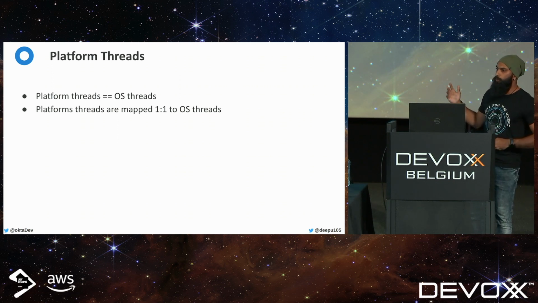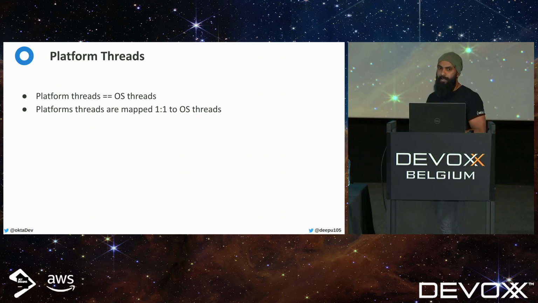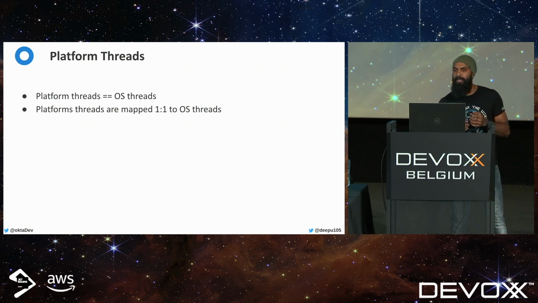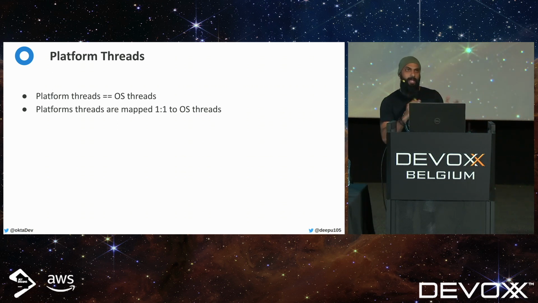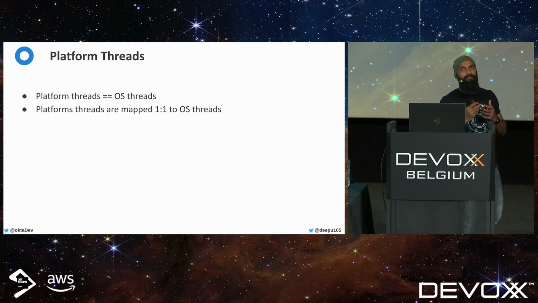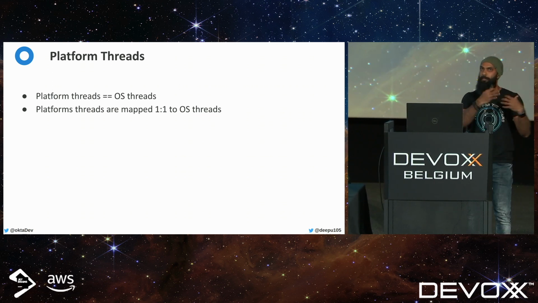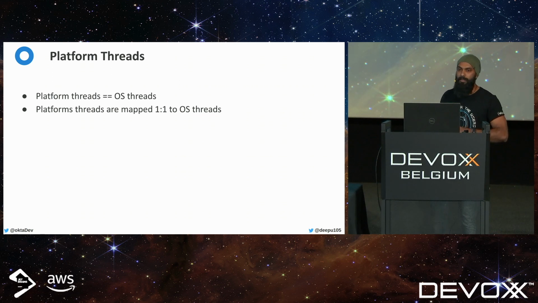Before we go into Project Loom, I think it is quite important to understand the current concurrency model. OS threads or platform threads are at the core of Java's concurrency model. It has a very mature ecosystem around it, but they also come with certain drawbacks. They are very expensive computationally, as platform threads are mapped one-to-one to OS threads. That means every time you create a platform thread, you are paying quite a bit in terms of memory, in terms of computation, and all those things.